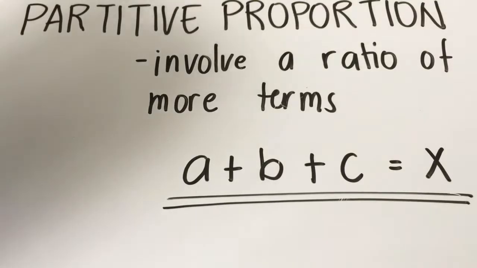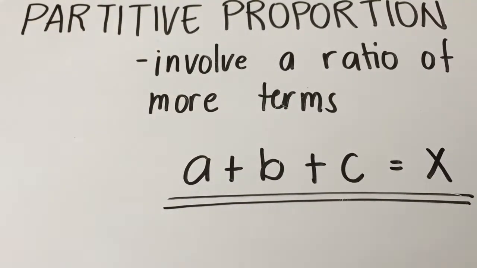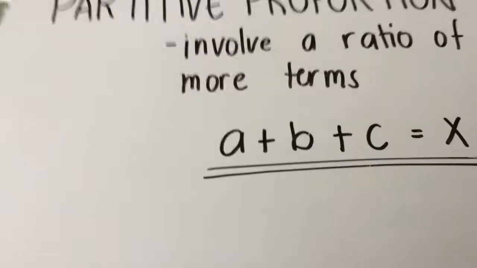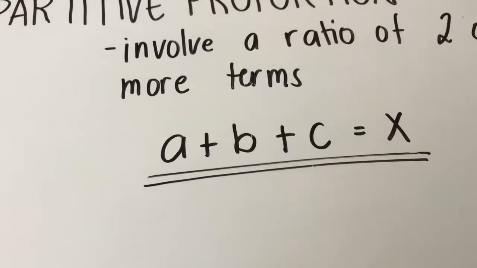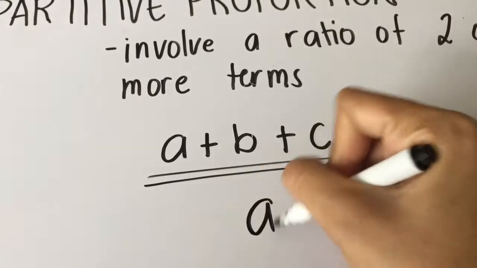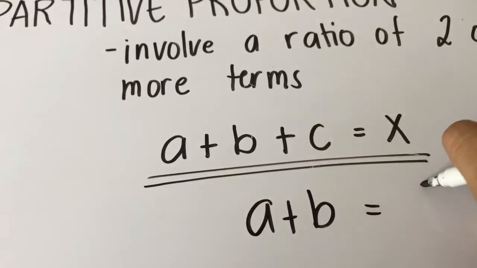We will proceed to the third type of proportion, which is the partitive proportion. In partitive proportion, it involves a ratio of 2 or more terms. So this proportion requires dividing a number or a quantity into 2 or more parts that are not necessarily equal. For example, A plus B plus C is equal to X, or A plus B is equal to X.